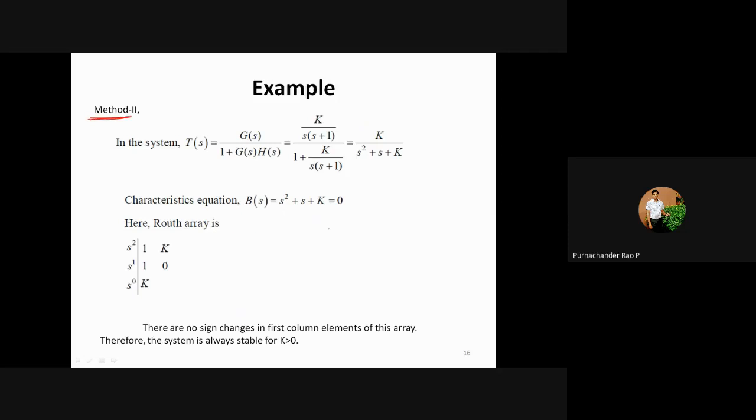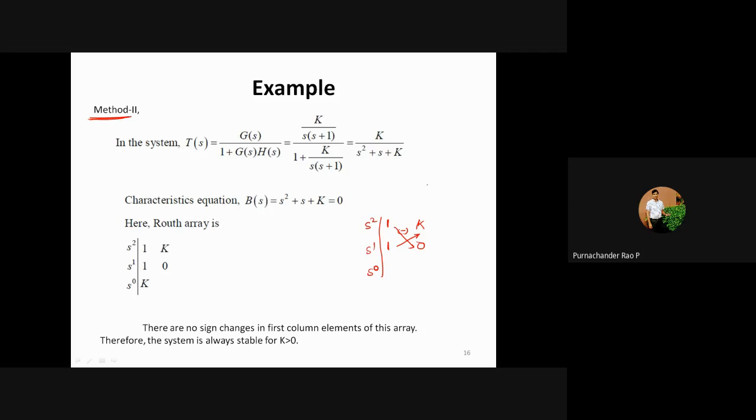This is the characteristic equation. So you need to take up s square, s power 1. The s square coefficient is 1, and the next term will be k. As this is 1, the next one will be 0. Then you have to take 1 into k, and this is going to be s power 0, 1 into k minus 1 into 0. This is going to be minus.